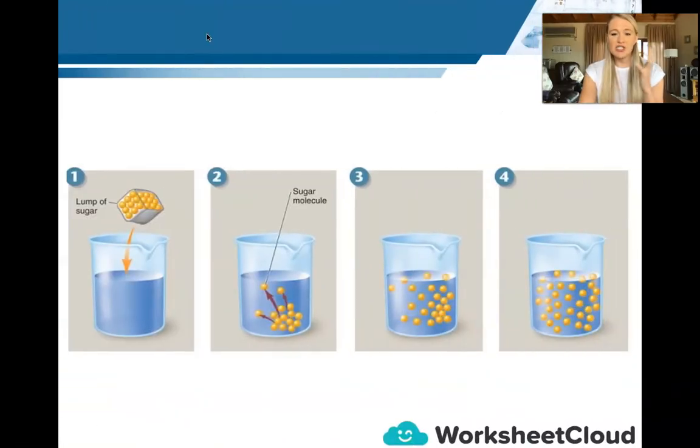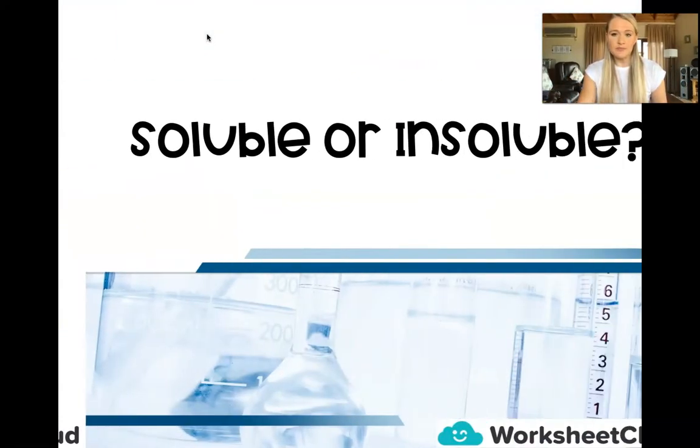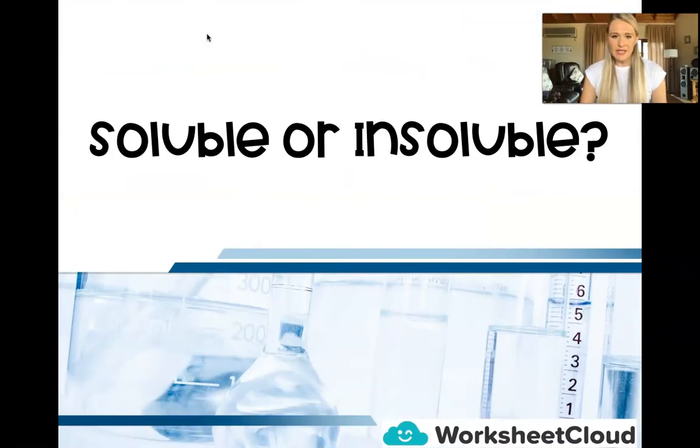Okay, so here's just another picture to show you. In this situation, they're talking about sugar. If I put sugar in a solvent of water, you can see that the sugar molecule starts to break up and it evenly disperses throughout the solvent. Right, now the two words that you see before you are the words soluble and insoluble.